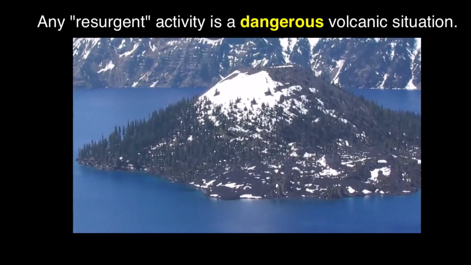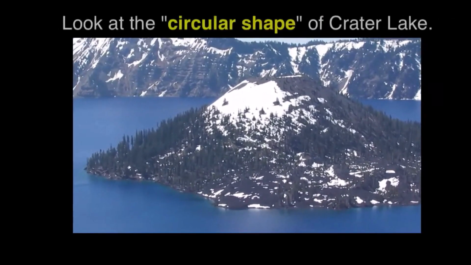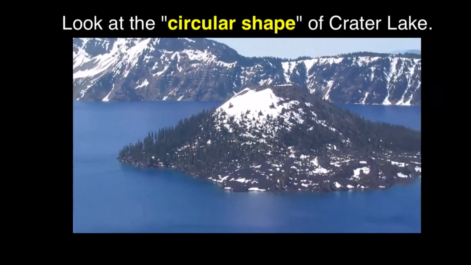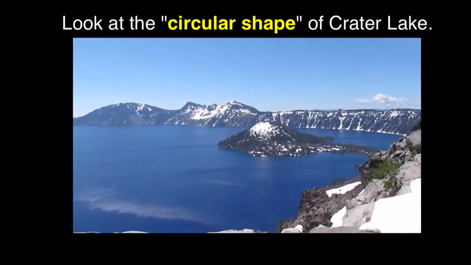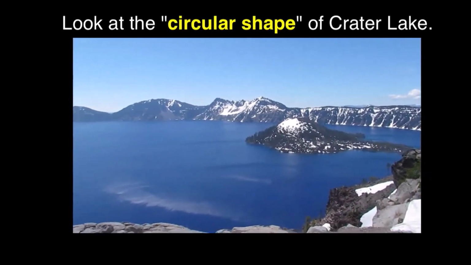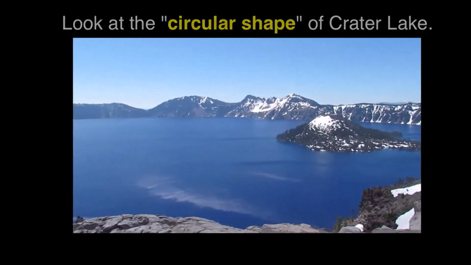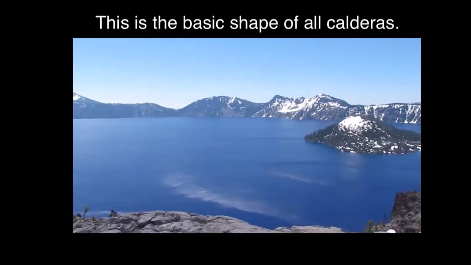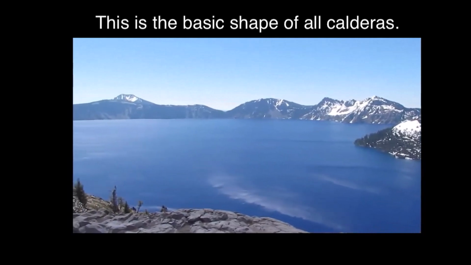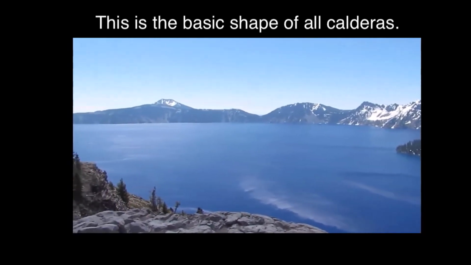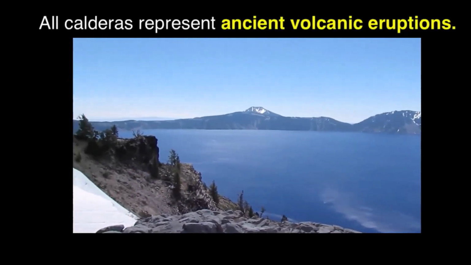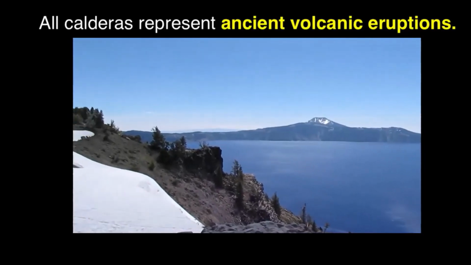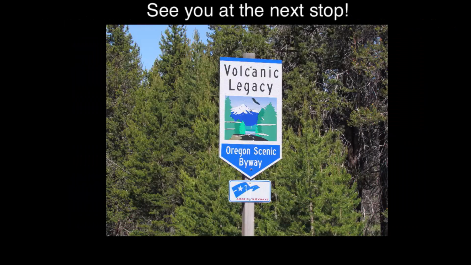So, all calderas basically have the same shape. They're circular. When you get this zoomed out, panoramic view of Crater Lake, you'll begin to see there's a big, gigantic rim. You need to imagine that magma chamber collapsed inside of itself. And that's why these basically have the same shape around the world. Not all calderas are filled with water like Crater Lake, but all calderas represent ancient volcanic eruptions. So the next time you see one, you'll know how it formed. This is truly a volcanic legacy. See you at the next stop.